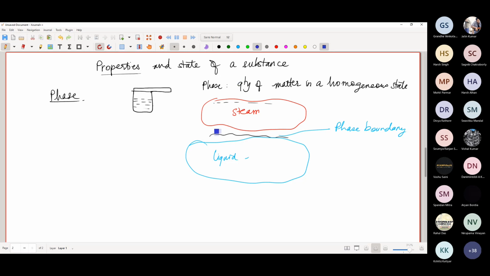So where was I? Yeah, in a system there can be multiple phases that exist, and you all have heard about what is known as the triple point and all that. But we will go into more details when we study the properties of a pure substance.